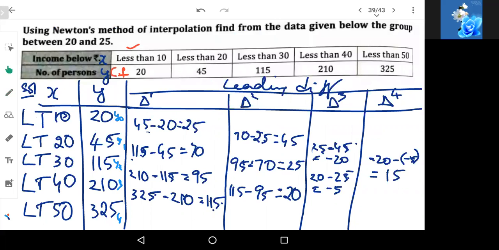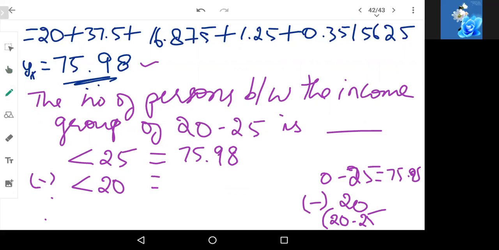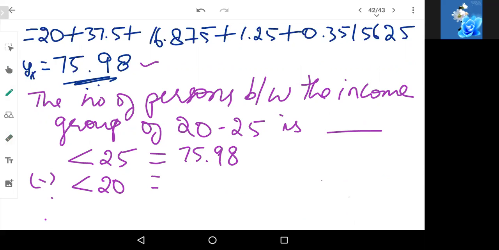Okay. So we have found, from 0 to less than 25, the value to be 75.98. Okay. From 0 to 25, we have found it to be 75.98. Now from this, if you subtract the value up to 20, then the result will be for 20 to 25. Another way of understanding this is through the timeline. Now from 0 to 25, we have understood there is 75.98.